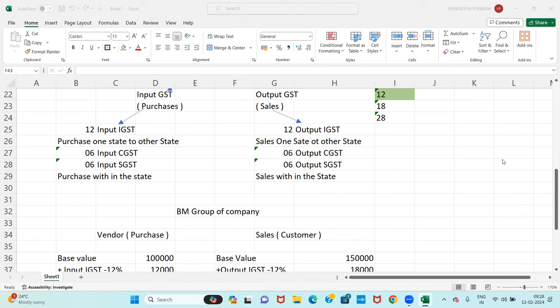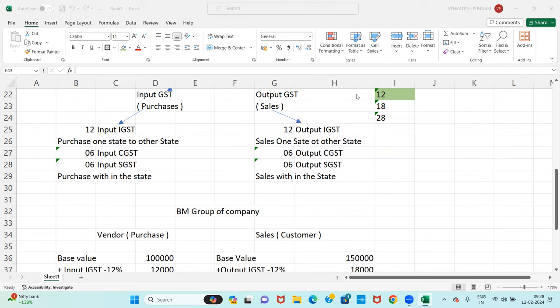For example, I am from Pondicherry, and my business is in Pondicherry. Pondicherry is not a state, it's a union territory. Even Delhi is also a union territory. Delhi is not a state. Let us assume my business is in a union territory.